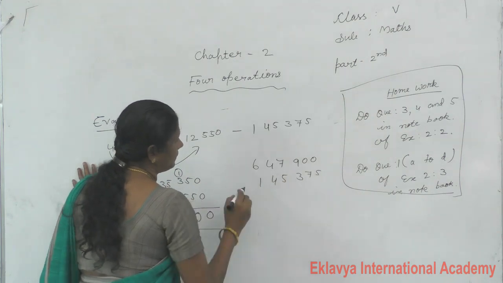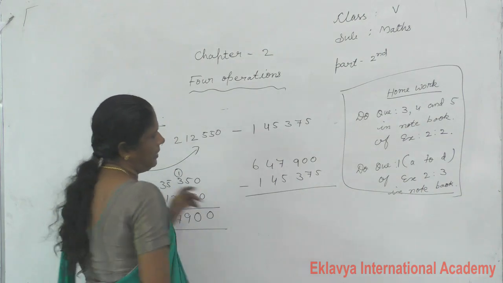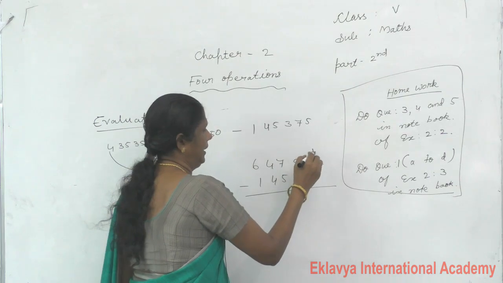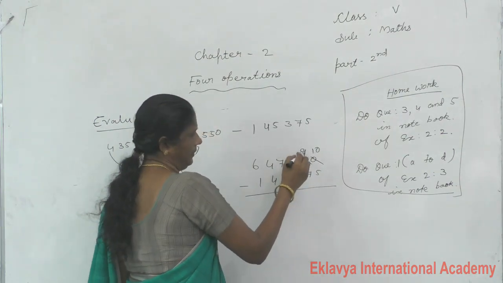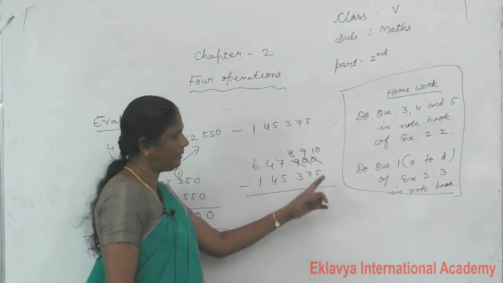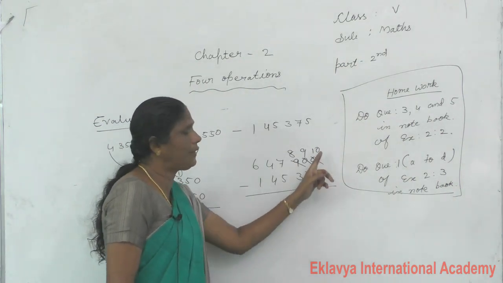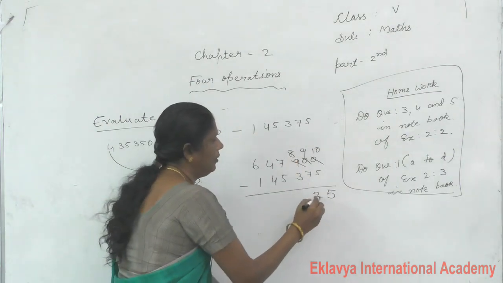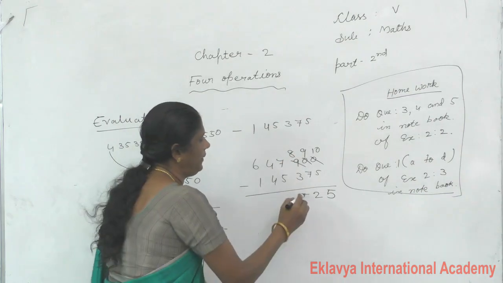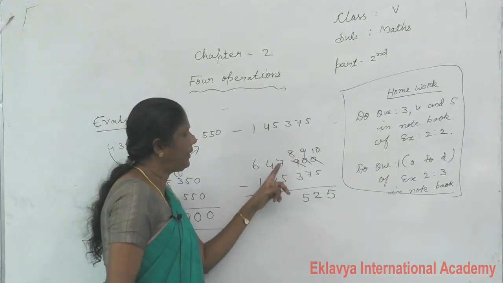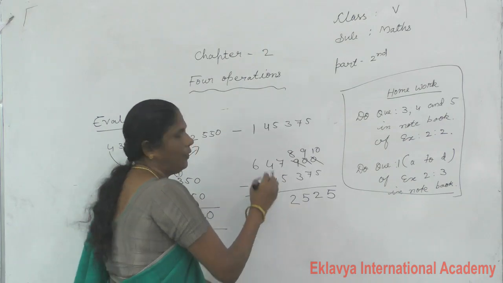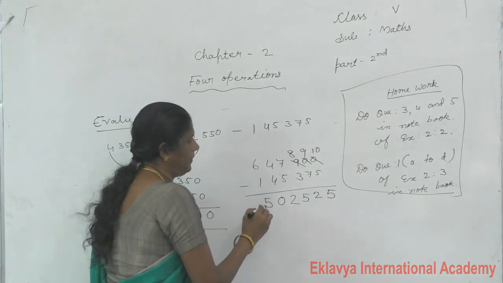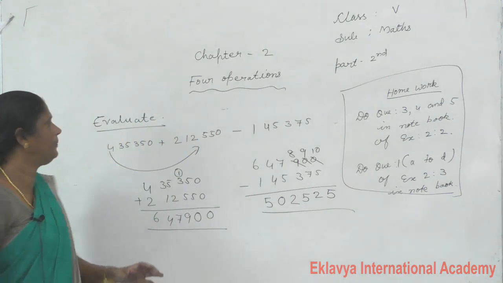Then 1,45,375, then minus this. 5 take away from 0, is this possible? No. This is cut to 10, this to 9, this to 8. Then 5 take away from 10, 5. 7 take away from 9, 2. 3 take away from 8, 5. Then 5 take away from 7, 2. 4 take away from 4, 0. 1 take away from 6, 5. Understand? Then one more question here.